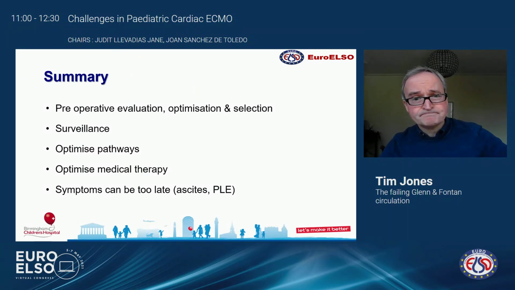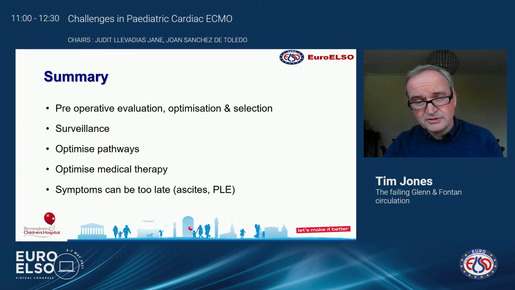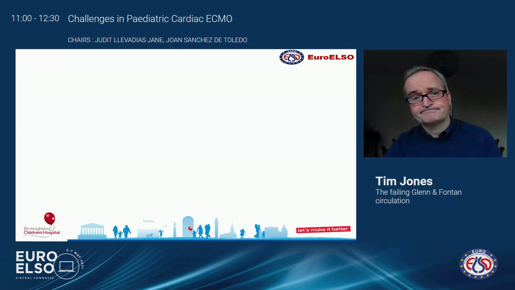So in summary, what are the key points? You've got to have very good preoperative evaluation, optimization, and it's all about selection. That's how you avoid early failure and will influence long-term failure. You have to have a very good surveillance program. There's no point waiting for symptoms to develop. That's usually too late, particularly in the Fontan situation, such as ascites or PLE. You've got to optimize and treat proactively. Optimize all your pathways, interventional cardiology, and optimize your intense medical therapy. Thank you very much.